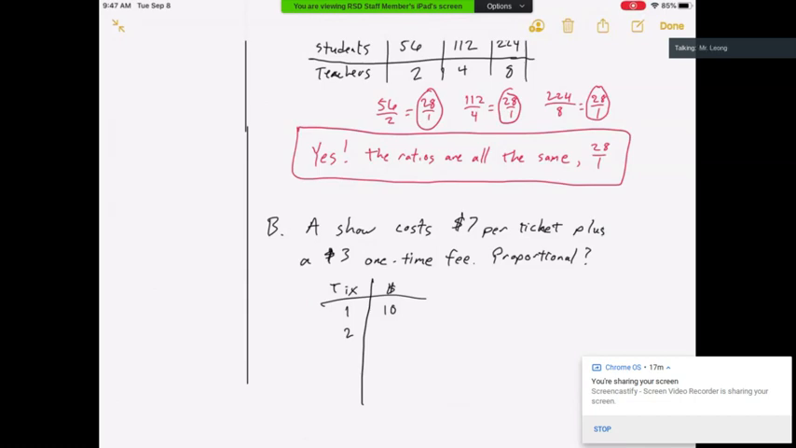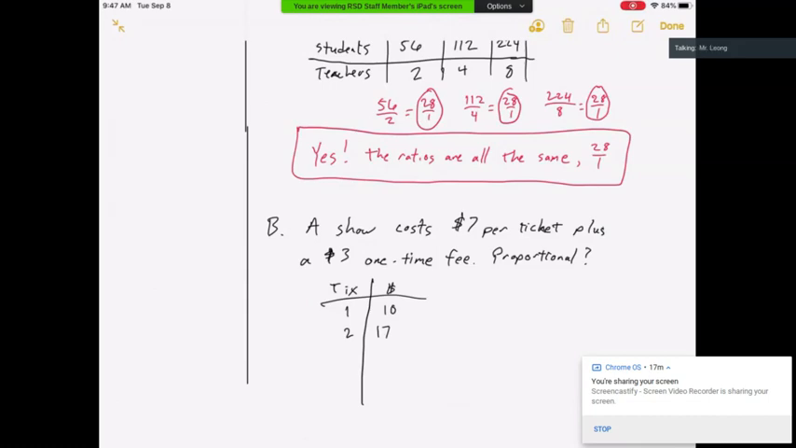Okay, I'm getting a couple different answers here. Some people are saying 14. Some people are saying 20. Some people are saying 17. Okay, so here's the correct answer. We have to think about it, right? One ticket costs 7. Two tickets cost 14. But remember, there's a one-time fee. Well, you only have to pay it once, right? It's not like each ticket is $7 and the $3. So it's not 20. The answer is actually 17.